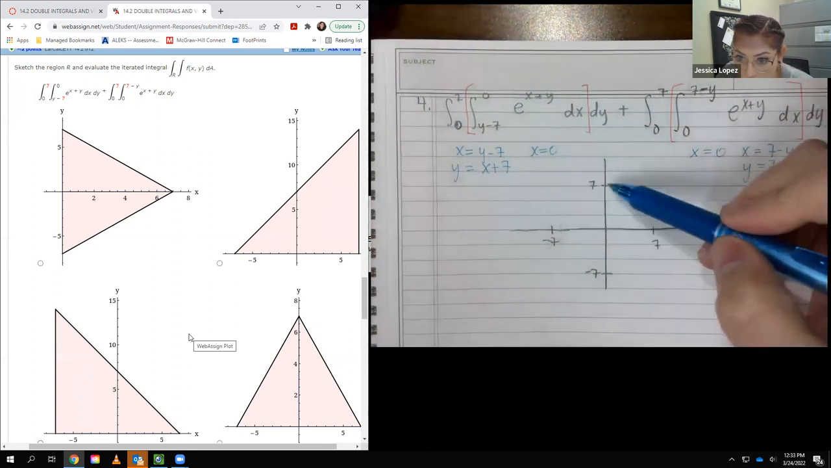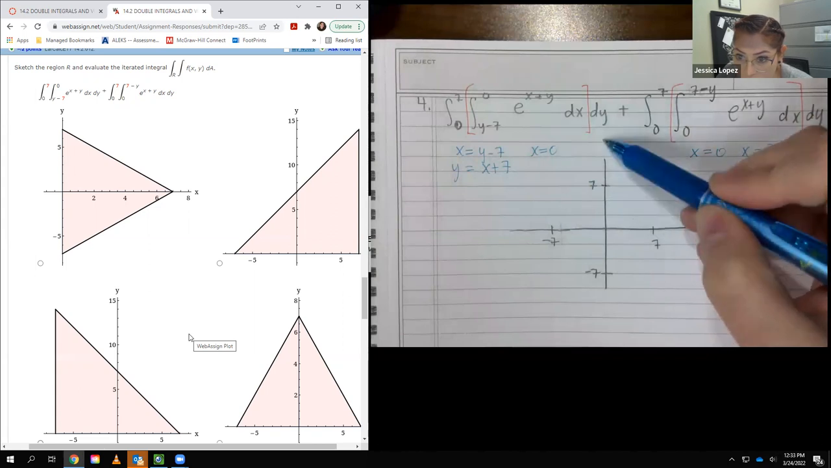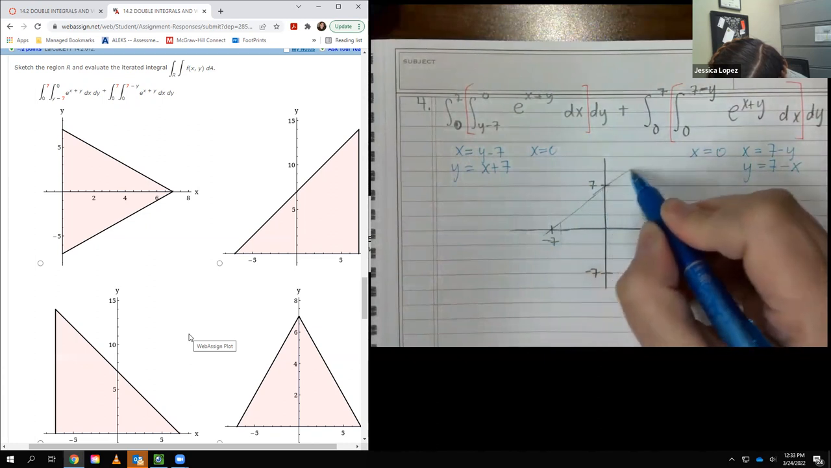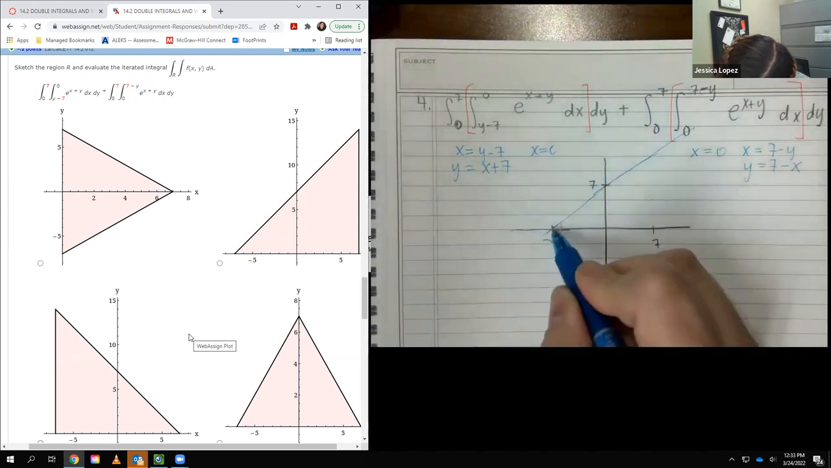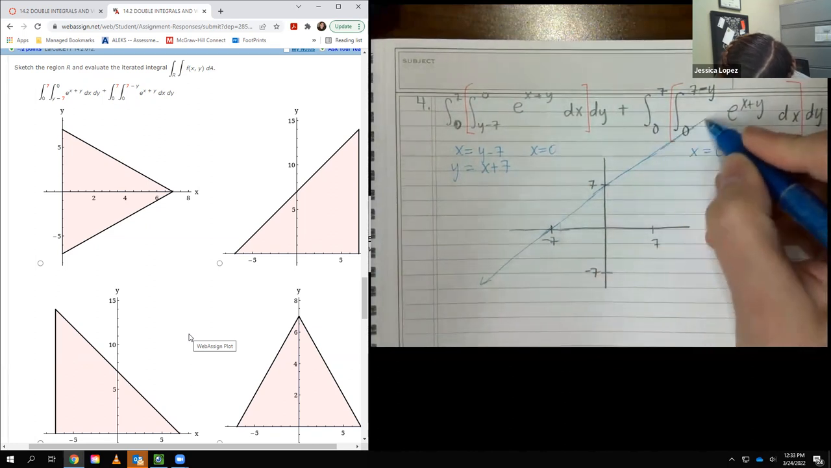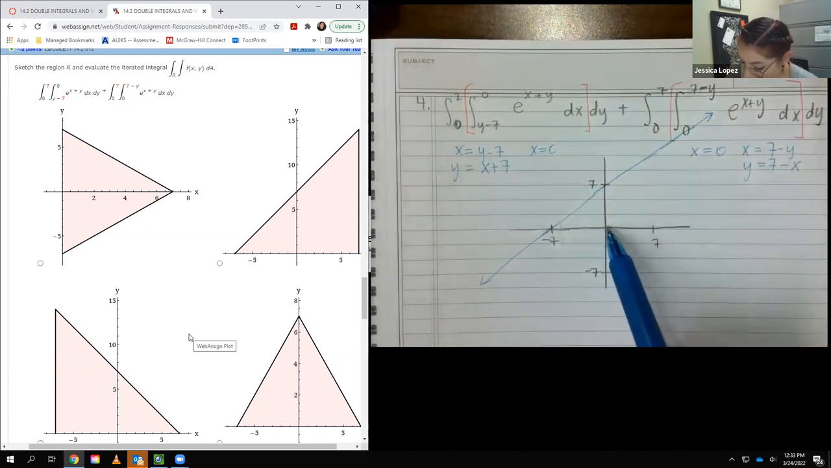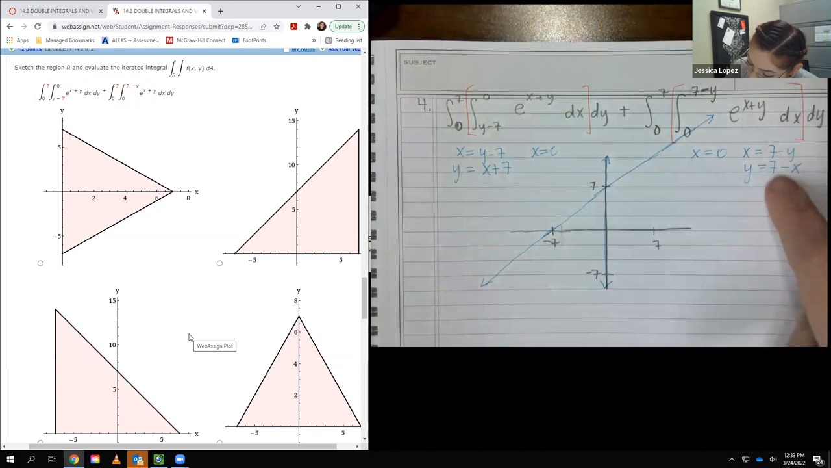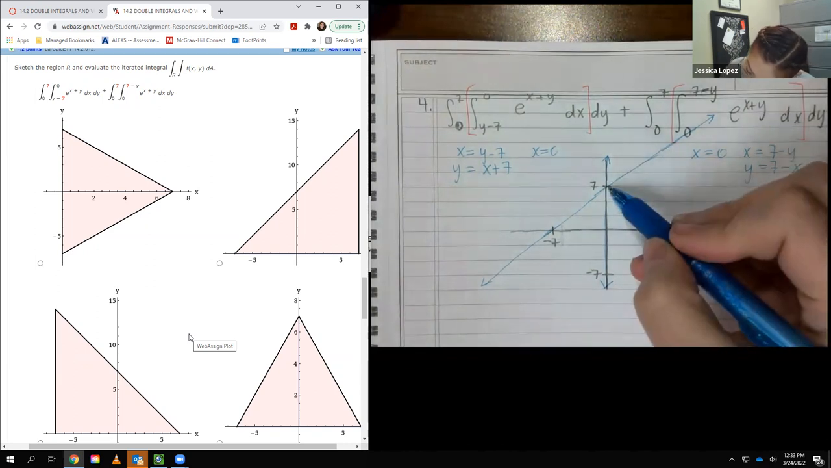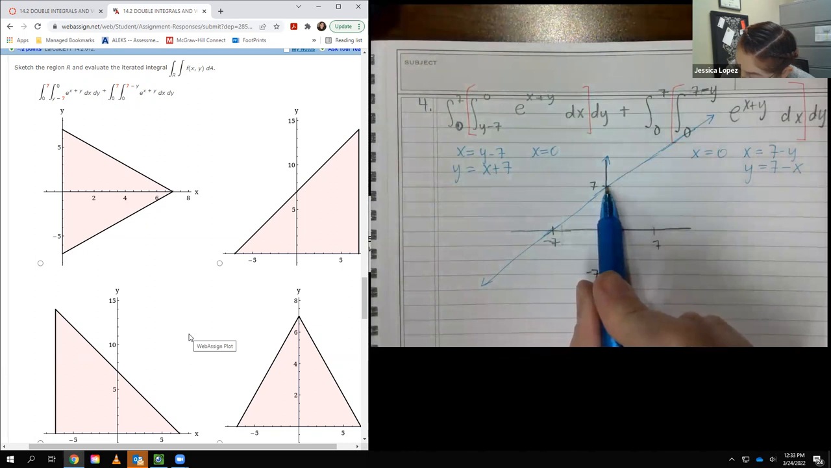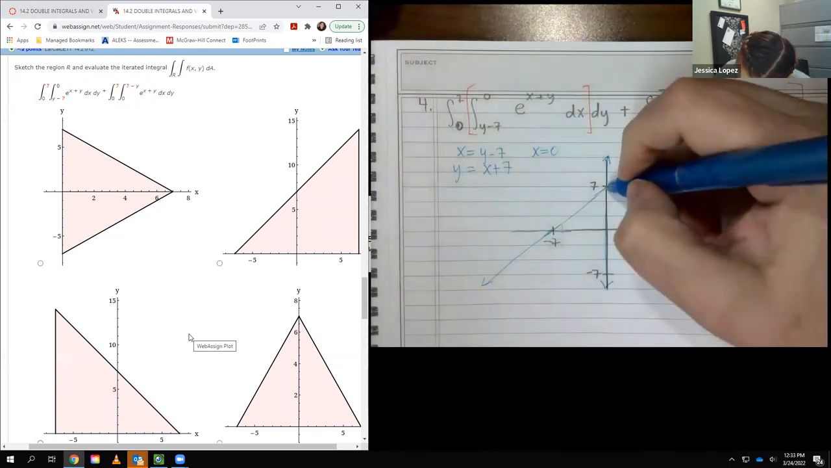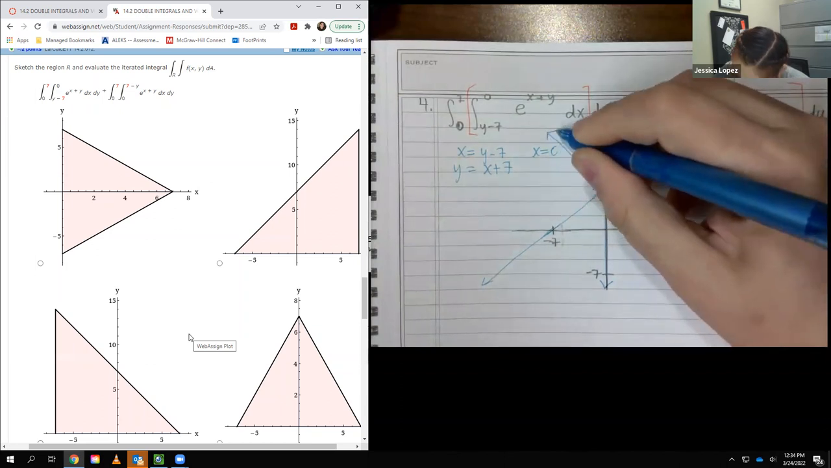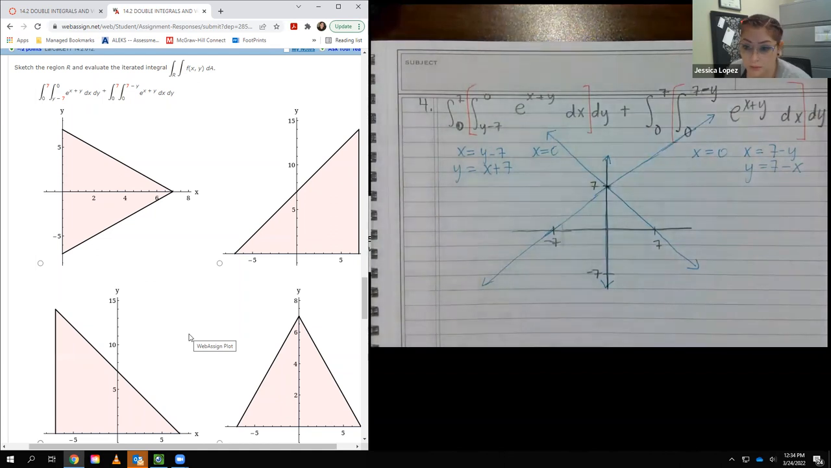So for this one, you've got 7 and then a positive slope, so up and over, which means it's going to be running in this direction. And then x equal to 0 is actually the y-axis. So that's that line. Then over here, you've got 7 minus x, which means you have a positive 7 y-intercept, but then the slope is negative. So it's going this way. Okay, so those are the two graphs.